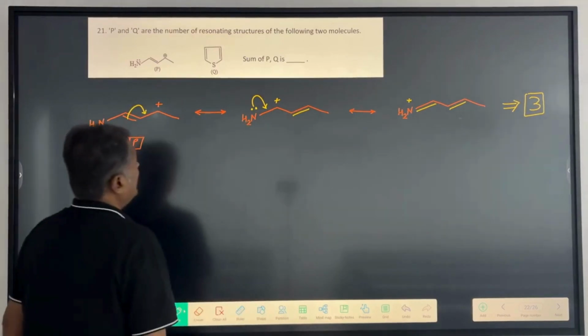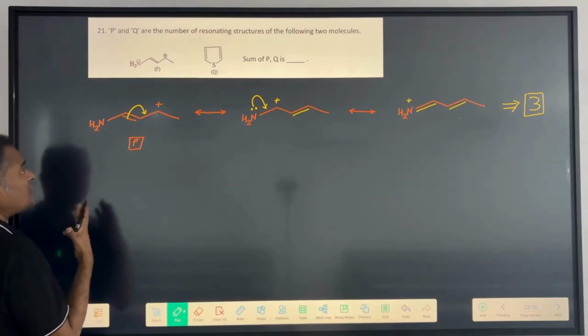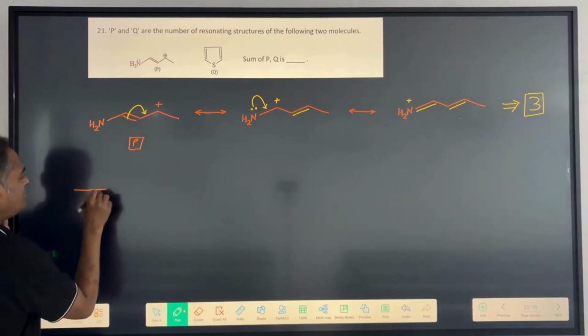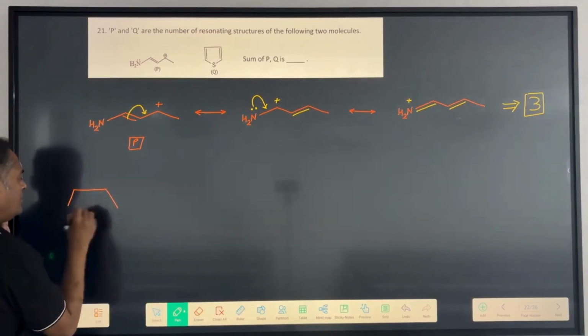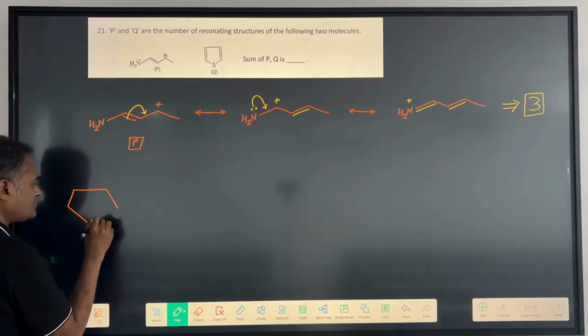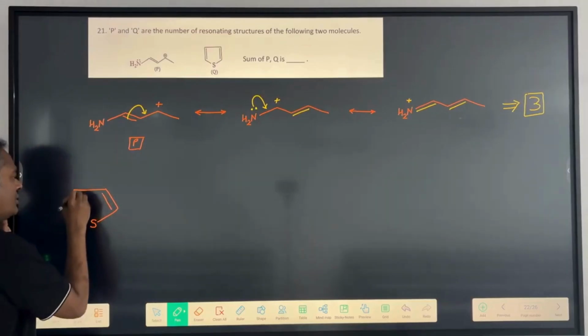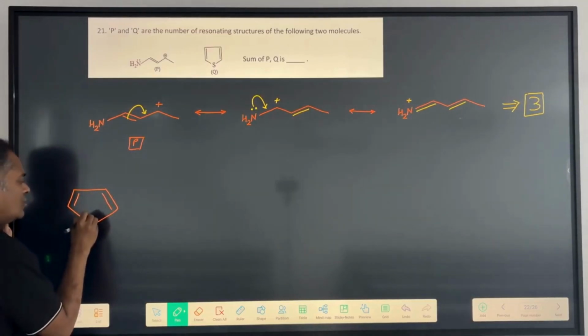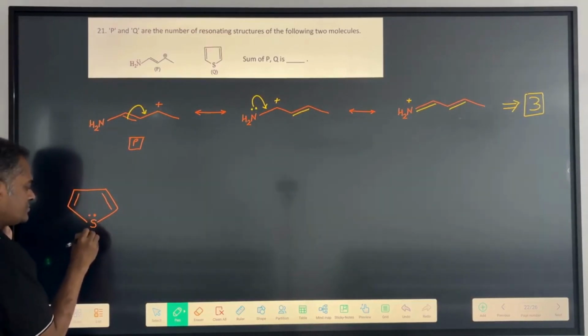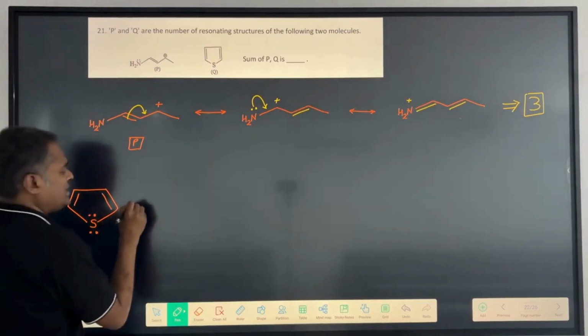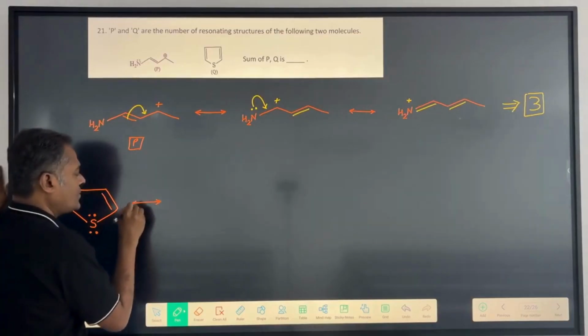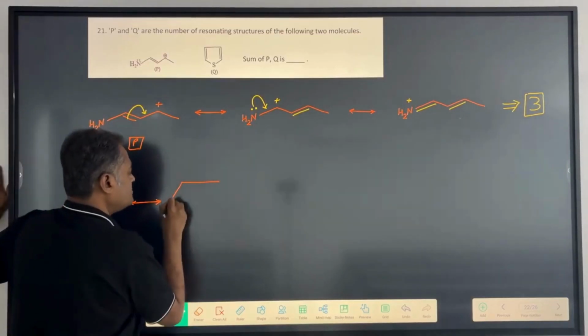What we have next is a 5-membered ring containing a sulfur atom. Now when you have this case, a pi bond, correct, having a lone pair over here. Let's write the first structure at least. Now this is a 5-membered ring.